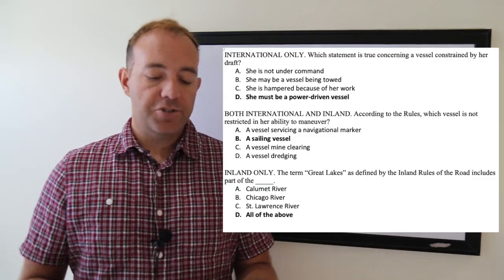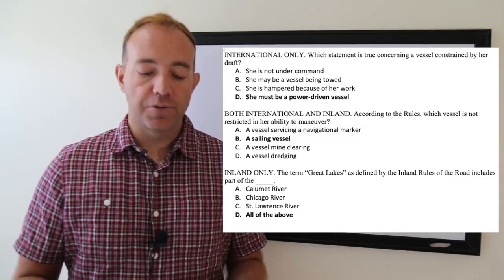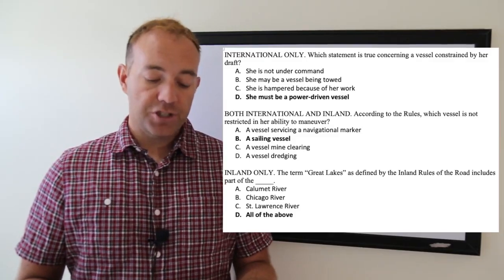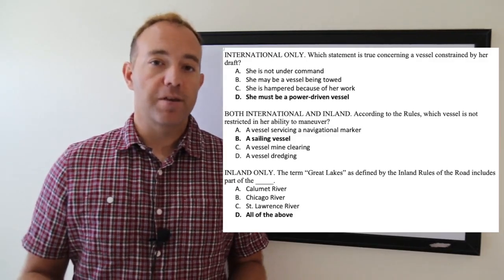Finally, inland only, the term Great Lakes, as defined by the inland rules, includes what? Well, you need to read that rule carefully. It includes all the Calumet River, the Chicago, and the St. Lawrence River, so all of the above in this case.